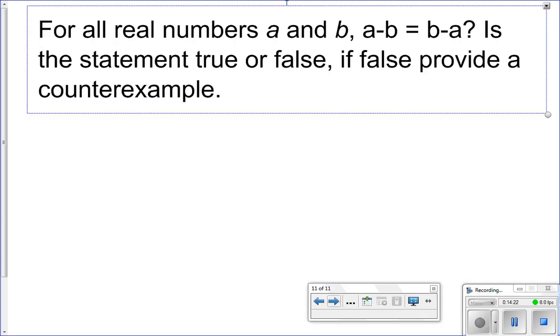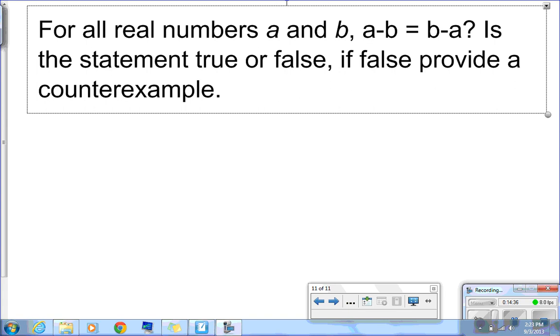So, in this problem, it says for all real numbers a and b, a minus b is equal to b minus a. Is that statement true or false? If false, provide a counterexample. So think for a second. Listen, and I'll give you an example if it's true or if it's false. So this statement is false because subtraction is not commutative. Subtraction and division are not commutative. You cannot flip them and get the same answer.